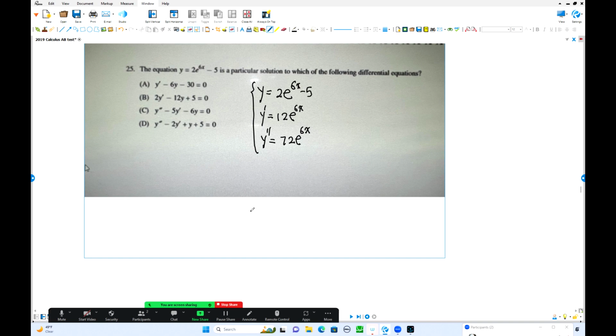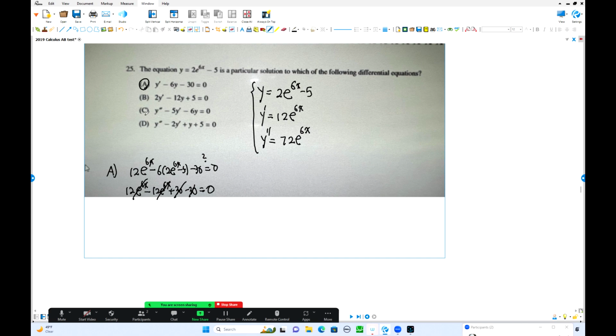Check it out. First one, A: y prime, 12 e to the 6x, minus 6 times y. 6 times y is 6 e to the 6x minus 30. It is equal to 0, we check it out. 12 e to the 6x minus 12 e to the 6x. Negative 6 times negative 5 is a positive 30, and minus 30. All cancelled out. It is 0. That's the answer.